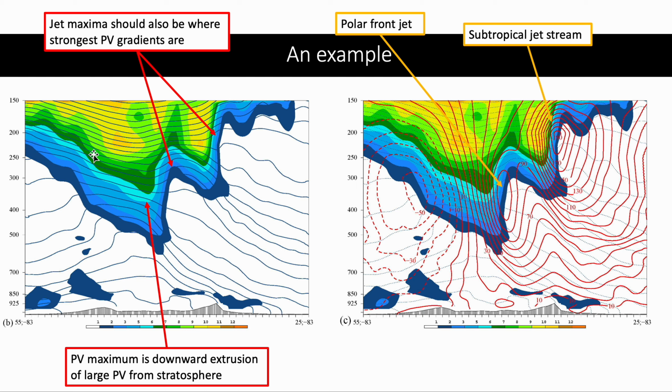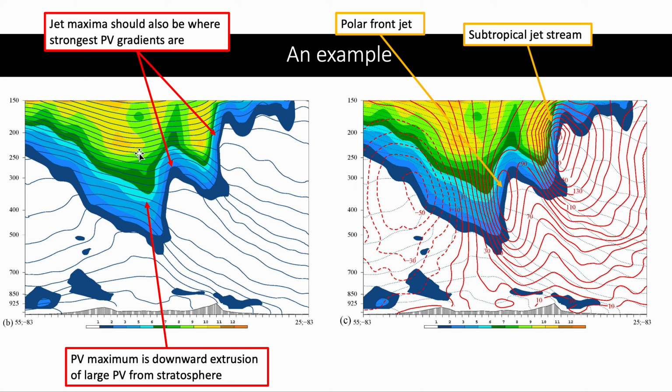We'll talk about stratospheric intrusions and why the stratosphere sometimes comes down. We'll talk about this later on in the class, but for now, let's just focus on this. And just in case you needed further proof that the stratosphere can come down and that the stratosphere can act as a source of PV, well, here you go.